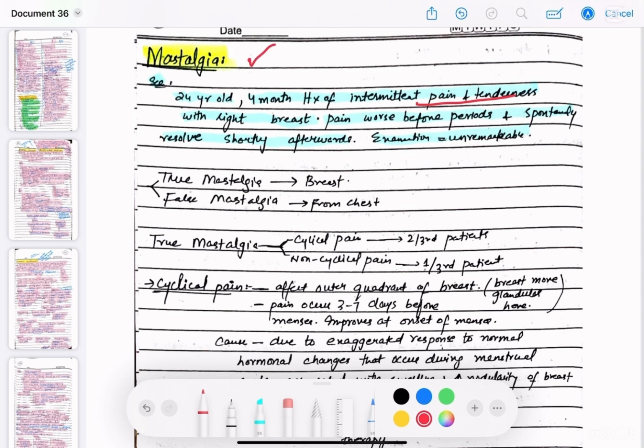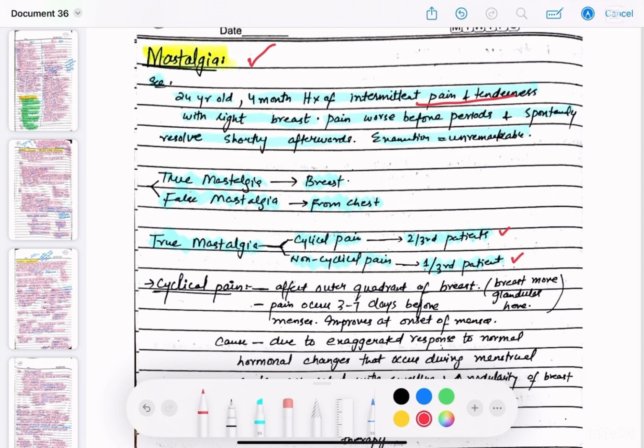We have two types of mastalgia: true mastalgia and false mastalgia. True mastalgia actually occurs in the breast, while false mastalgia is from the chest. True mastalgia has cyclical pain in 2 by 3rd of patients, and non-cyclical pain in 1 by 3rd of patients. The cyclical pain is the most common, while the non-cyclical pain can also occur, but it is present in 1 by 3rd of the patients.